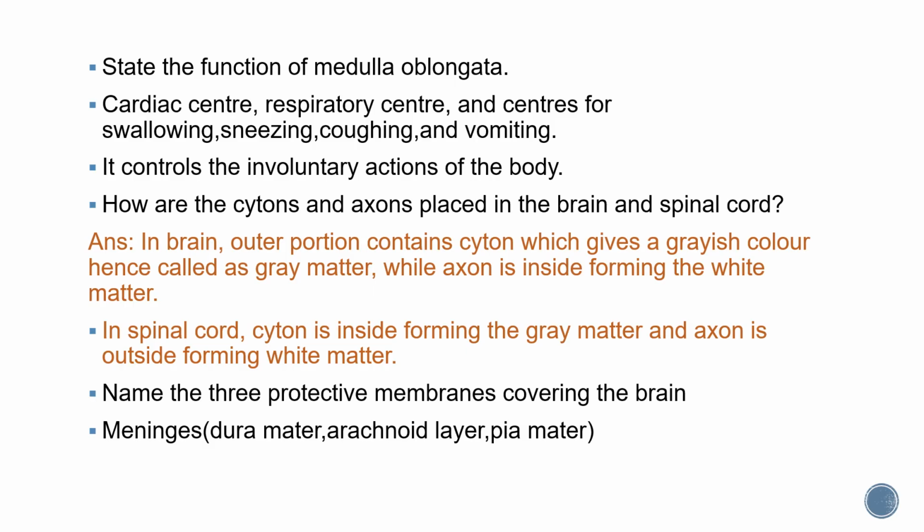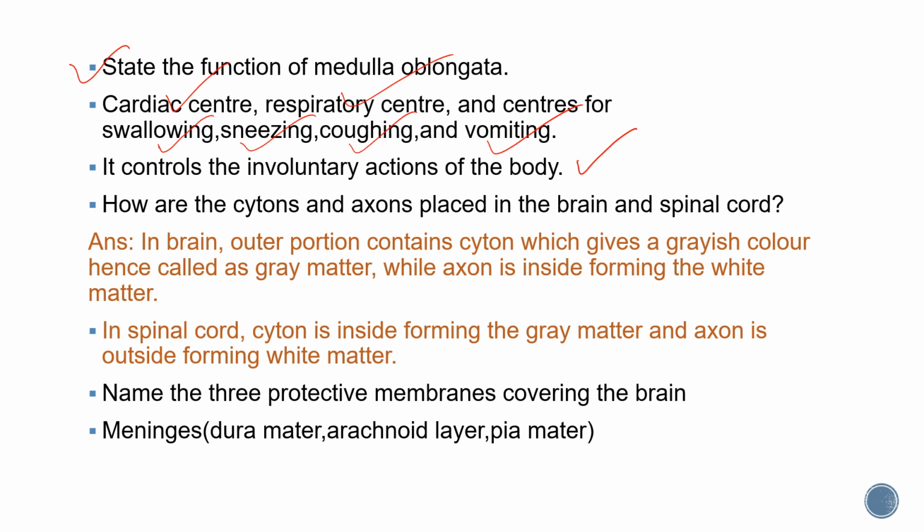Now the first question of today's video is: state the function of medulla oblongata. So we all know what the main function of medulla oblongata is. It contains the vital reflex centers. So all the main reflex centers of the body are controlled by the medulla oblongata. The main ones are the cardiac center, the respiratory center, and the centers of swallowing, sneezing, coughing and vomiting. All these are controlled by the medulla oblongata. It also controls a few involuntary actions, like heartbeat, swallowing and breathing. So these are the main functions of medulla oblongata.